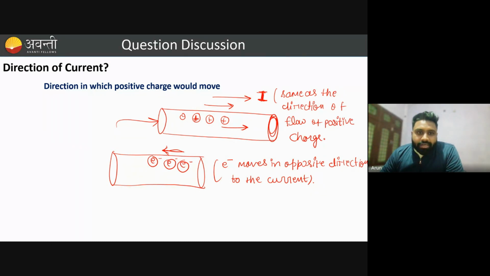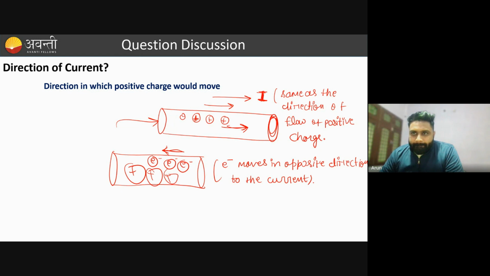But you know, in a conductor, the positive charges are very heavy ions, so they are not able to move. That is why only electrons move. We have already assumed that current should flow in the direction of positive charge. So nowadays we say that electrons flow in the opposite direction to the current.